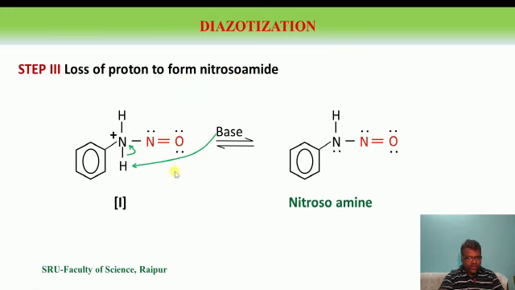Base present in the reaction grabs H from the compound 1 and loses the electron behind the nitrogen to form nitrosoamine.